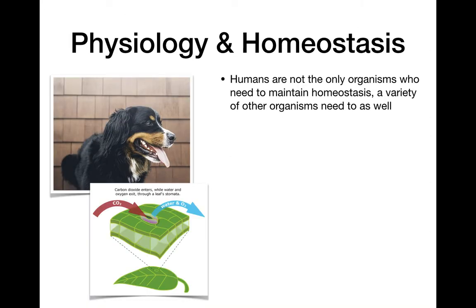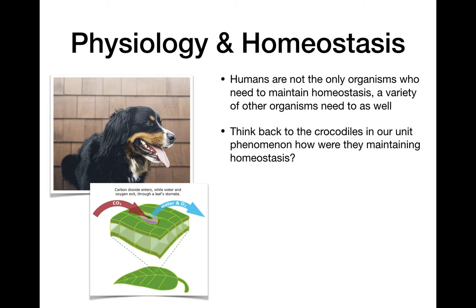Okay, so it's really important we think about not just humans when we're talking about physiology and homeostasis. Other organisms need to do it as well. And I don't want this unit to be too anthropocentric, so we're going to make sure we also talk about other organisms to give you kind of a broader background in examples of this.